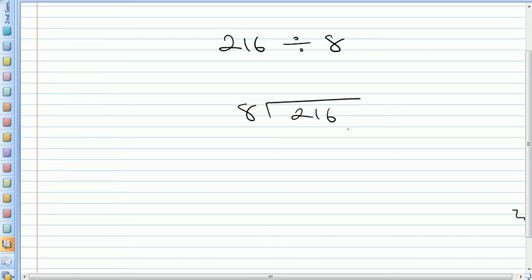Now, traditionally, the first place that teachers go wrong when we're trying to teach kids to divide is we ask them, well, how many times can 8 go into 2? How many times can 8 go into 21? We set the problem up the wrong way by asking the wrong question. We're not putting 8 into 2. We're putting 8 into 216.